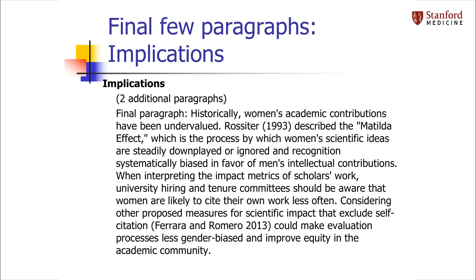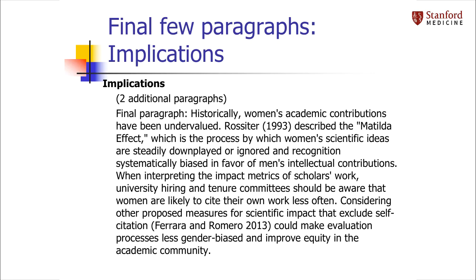And then the authors give several paragraphs of implications. I'm not going to put them all in this slide, but I'll show you the last paragraph. So the final paragraph ends with their main take-home message. Historically, women's academic contributions have been undervalued, and the fact that self-citations are more prominent in men than women may be one more reason to think that metrics that involve citations shouldn't be the only way that we're measuring scientific impact. So this is really giving the big picture implication of their work.